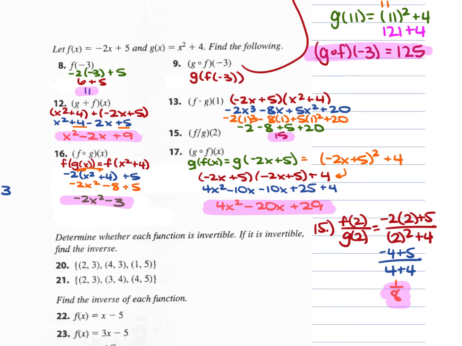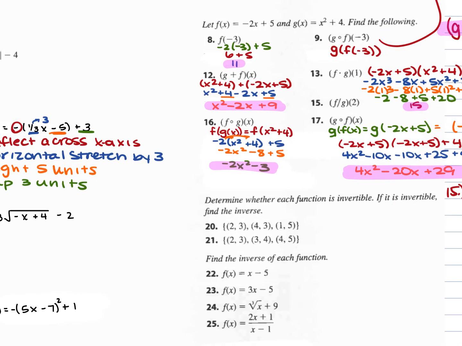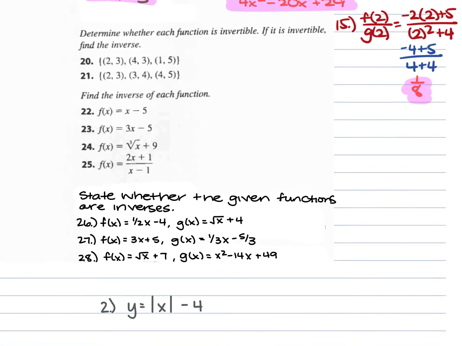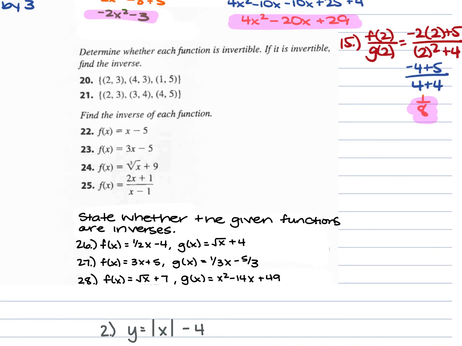For our next section, it has to do with inverses of functions. You'll see that I've actually added some questions to this to better reflect what you will see on your test. So for the first 2 questions, you're just determining whether each function is invertible. So do your y values repeat? With number 20, your first two ordered pairs have the same y value, so that one is not a function. So the inverse is not a function.